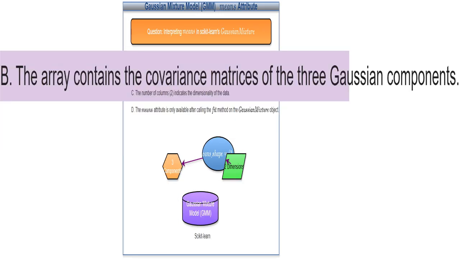Nope. That information is stored in the `covariances_` attribute, not `means_`. The `means_` attribute specifically stores the means. Think of them as the centers of each Gaussian distribution.